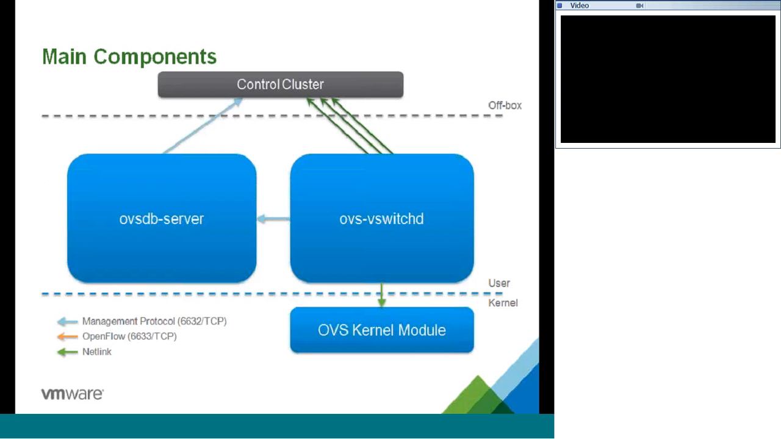Right. So the main parts of OBS consist of these blue boxes. You have the OBS DB server, which maintains all of the configuration, OBS vSwitch, which has the forwarding logic, and then the kernel module, which is actually like a cache of recently seen traffic.